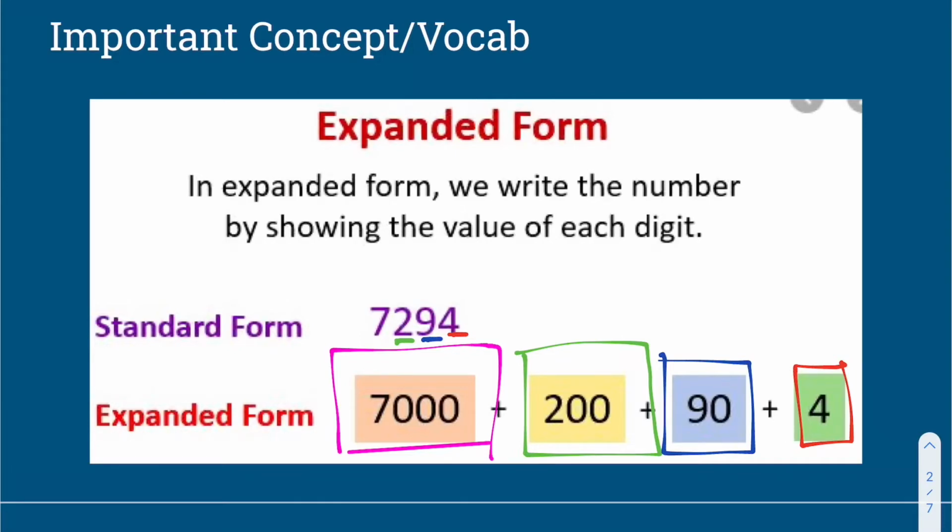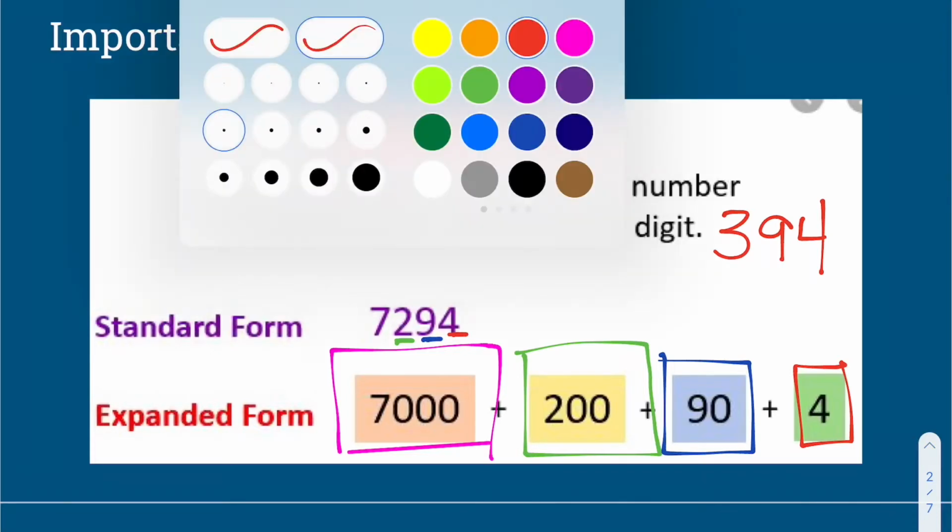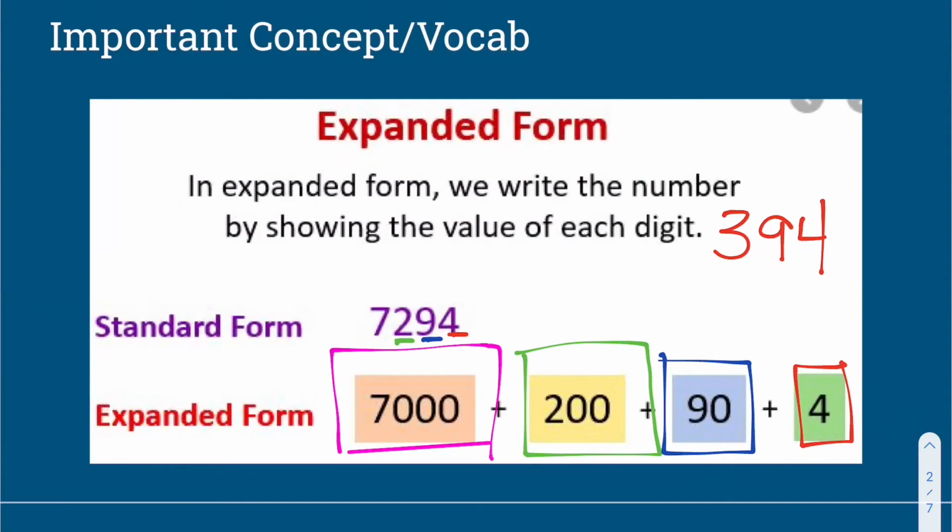Here's one practice one for you. 394. How would you break that up into expanded form? Go ahead and try it now. All right, did you say 300 plus 90 plus 4? If you did, you were totally right. That's exactly how you would break the number 394 into expanded form.